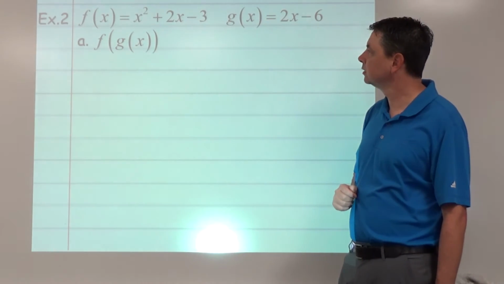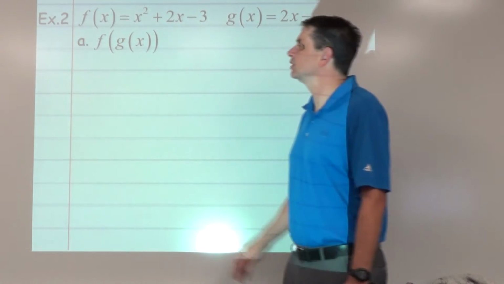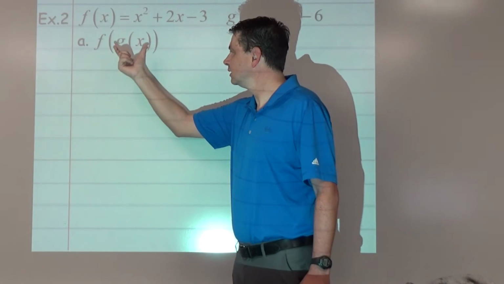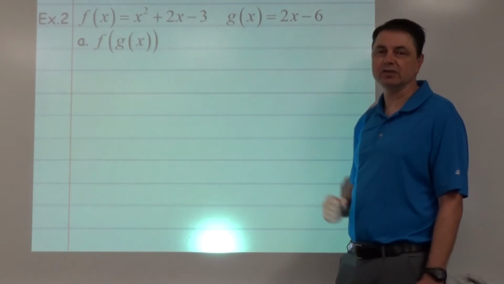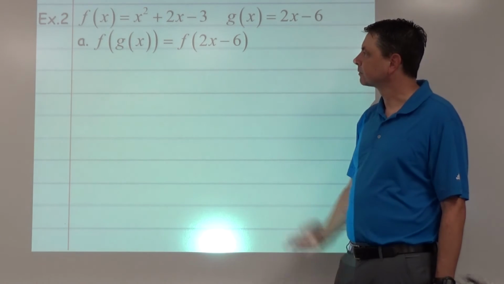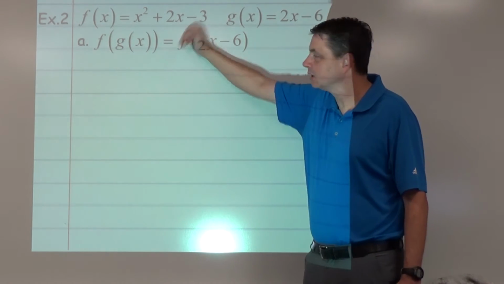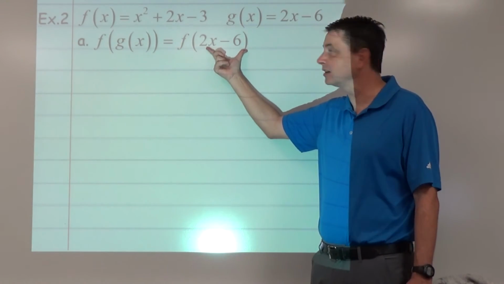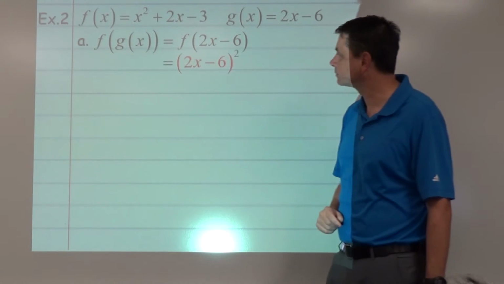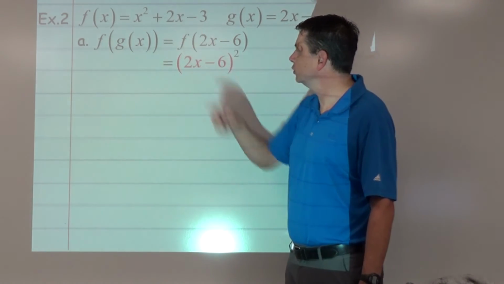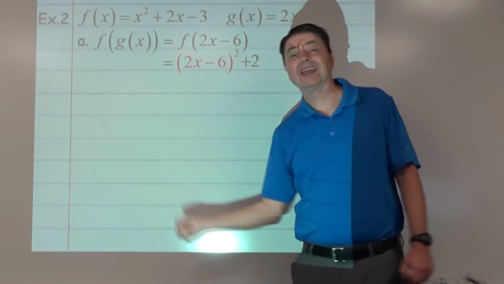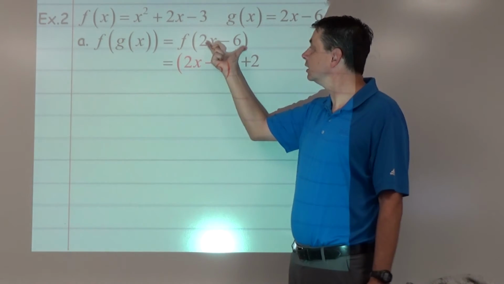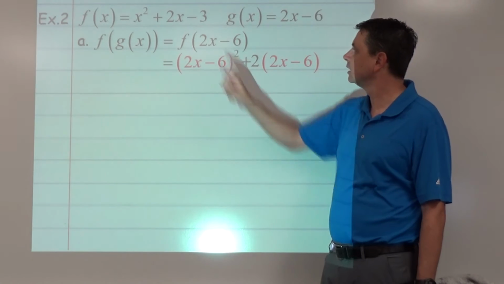Example 2, part A, again focusing on the composition. F composed with g of x. Start on the inside. G of x gets replaced with 2x minus 6. That's going to get plugged into the f function. So it starts with an x, throw away x. It gets replaced with 2x minus 6, and it is supposed to be squared. Plus 2 times, throw away that x as well. All x's get thrown away, and they get replaced by our input, 2x minus 6, minus 3.